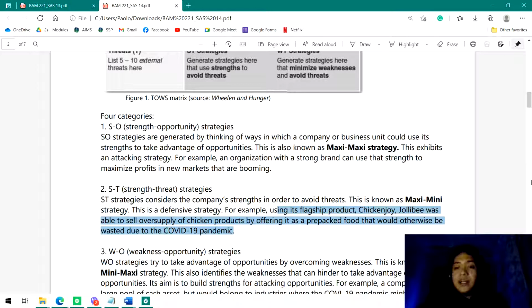Ang ginawa ni Jollibee, nagbenta sila ngayon ng mga pre-packed foods nila. Nagbenta sila ngayon ng mga marinated products nila, ng mga frozen products na binenta nila sa mga market, binenta nila sa kanilang individual stores just to compensate the supply of their chicken products. So yun yung ginawa nilang strategy in order to avoid the threat of COVID-19 pandemic. Ni-utilize nila yung strength nila, yung pinakasikat nilang product na yung chicken nila, in order to avoid the threat of COVID-19 pandemic. So that is the Maxi-Mini Strategy.